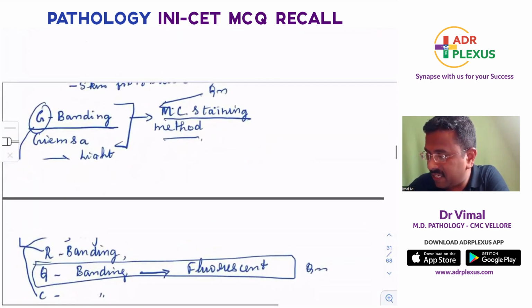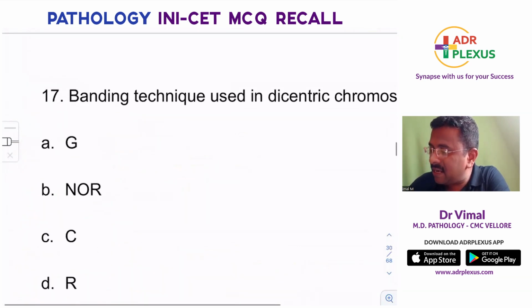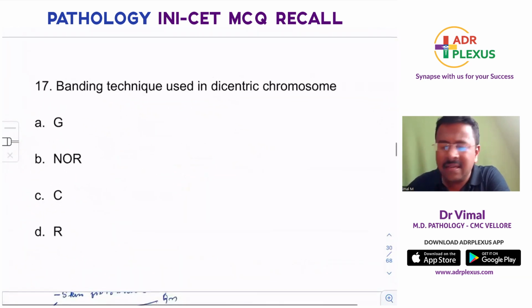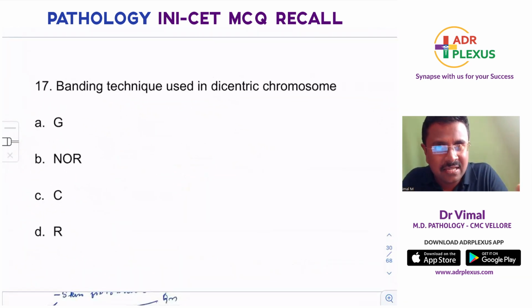We have discussed different types of banding: G banding, R banding, Q banding, and C banding. There I highlighted these things. And if the question is just about the banding technique commonly used in karyotyping, we will definitely choose G banding. Yes, because G banding is actually Giemsa banding, which is a commonly used banding.